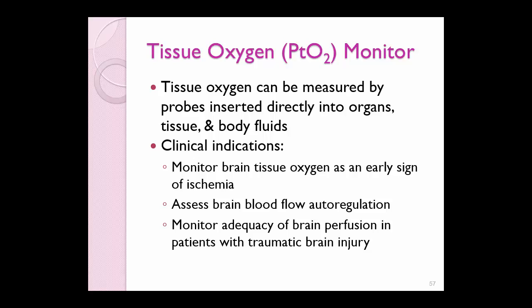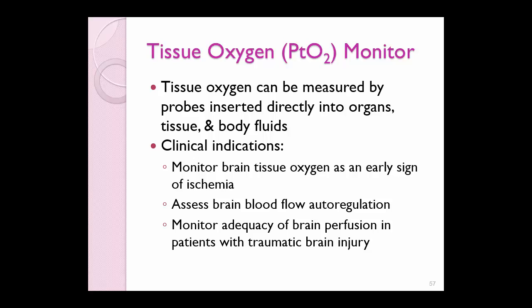Tissue oxygen monitor. This is a probe that is placed directly into the organs. I think probably the biggest benefit from this is in the brain. That's pretty much what they talk about in the book. But it's able to monitor tissue oxygenation once placed.